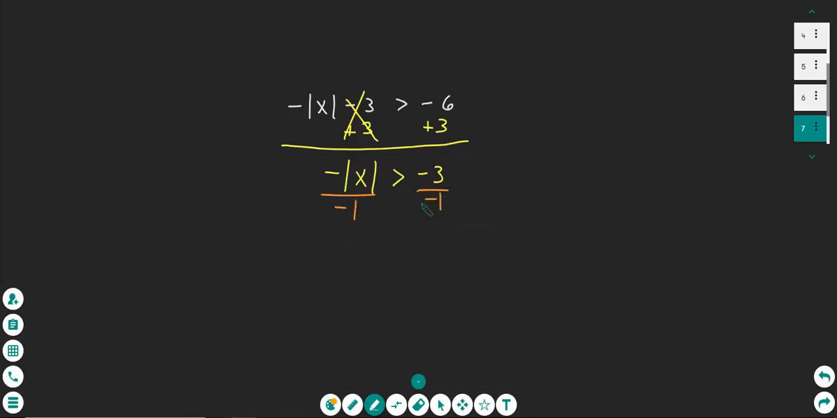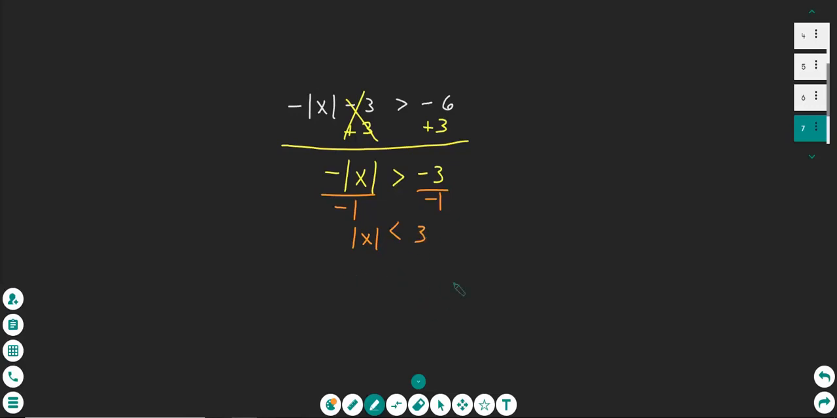and recognize that a little alarm bell should go off. Uh-oh, we're dividing by a negative. So we know that this inequality sign has to reverse. It's going to go the other direction. And then this negative crosses out the negative. You have the absolute value of x, and negative 3 divided by negative 1 is just going to be a 3.